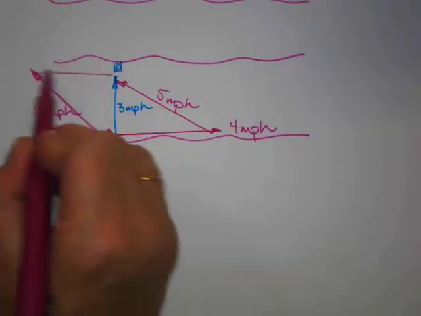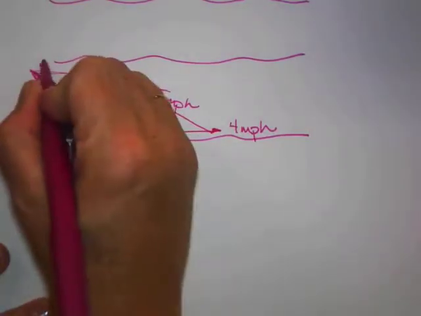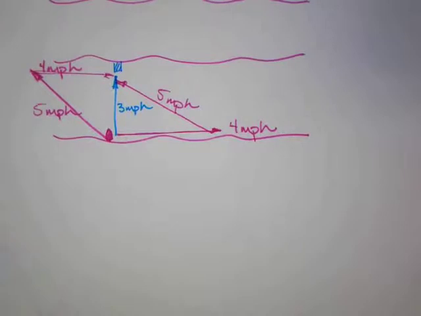And what would this vector right here be? 4, right? Okay. So now let's do all those relative to questions. You ready?